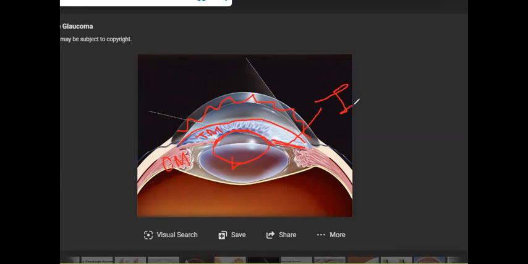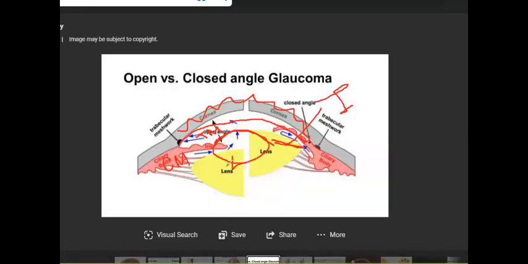So what happens in open angle glaucoma is this: the ciliary body has to contract. Now just say, for example, you see a little space is left at this particular level, but when the ciliary body will contract, this iris will move like this.